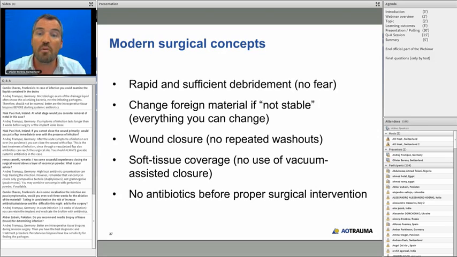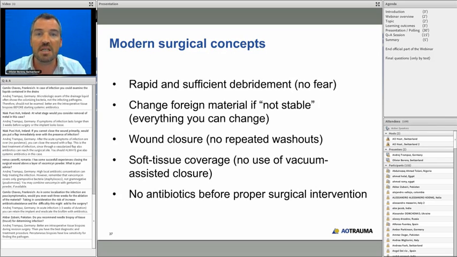We have to take away every material which is not stable. If from the radiological point of view or from the local point of view we see that our osteosynthesis is not stable, we have to change it to another mode of fixation. This was shown by Wimmerneger in the 70s: without stability there is no healing of infection. In total joints, for instance, we must change the mobile parts if we want to keep the prosthesis, in a situation where we can keep the rest of the prosthesis.